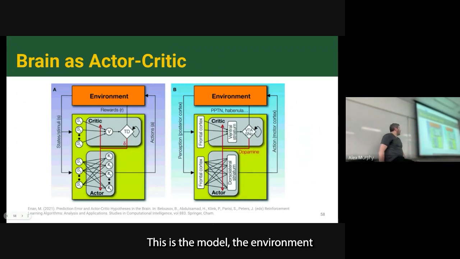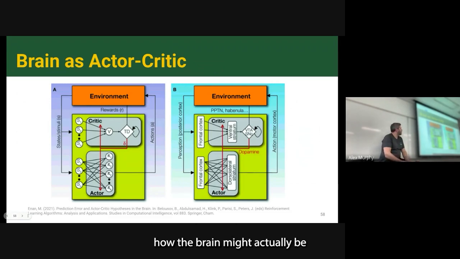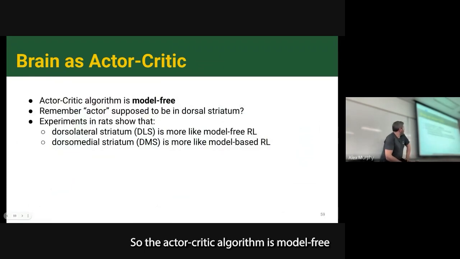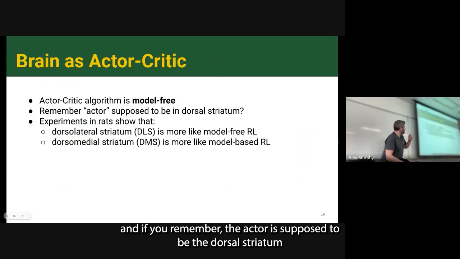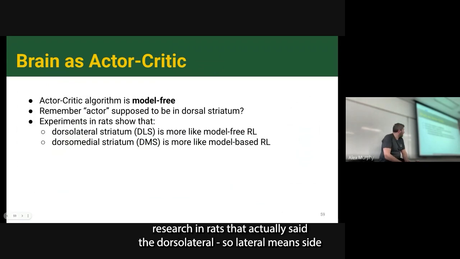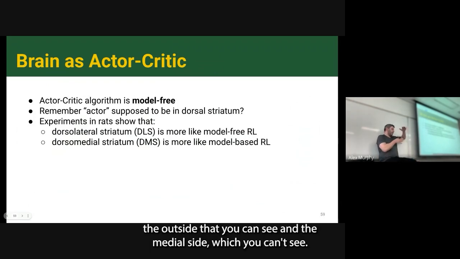So this is the model of, as the environment will feed in information through the cortex, this system looks to be quite promising in terms of mapping out how the brain might actually be implementing one of these algorithms. But so the actor-critic algorithm is model 3. And if you remember, the actor is supposed to be in the dorsal striatum. There's been some recent research in rats that actually said the dorsolateral, so lateral means side and medial means in the middle. So if you can imagine, say, one of the brain's hemispheres, you have the outside that you can see and you have the medial side which you can't see.